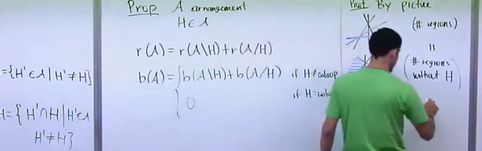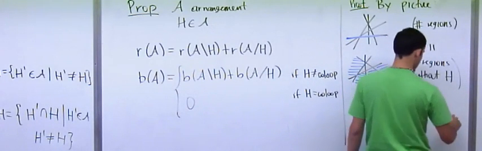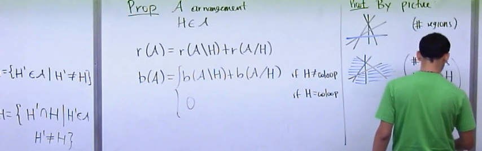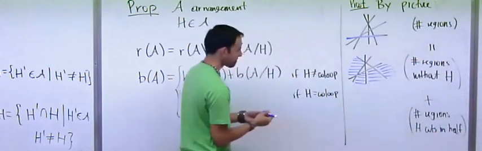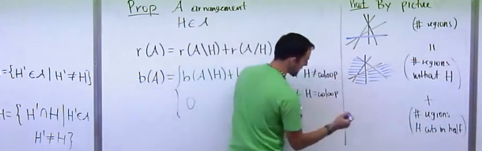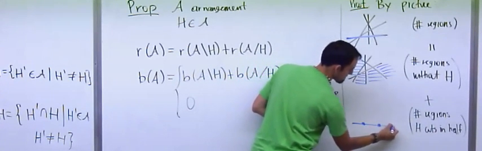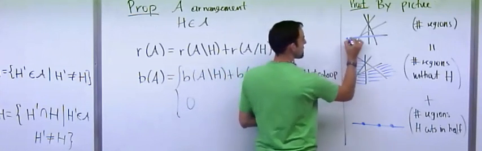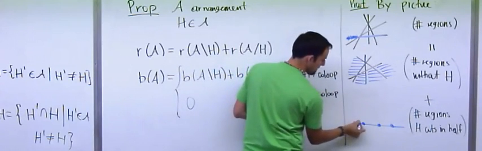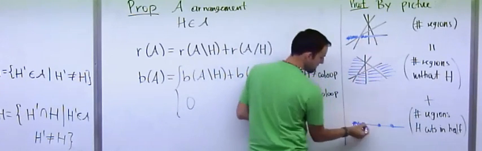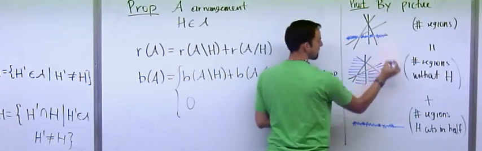So how many regions did H cut in half? Well, basically what you have to do is look at H. Okay, H looks like this, and each one of these segments where you cut a section in half is one of these segments. So you cut in half here because you have a region here. You cut in half here because you have a region here. You cut in half here because you have a region here.